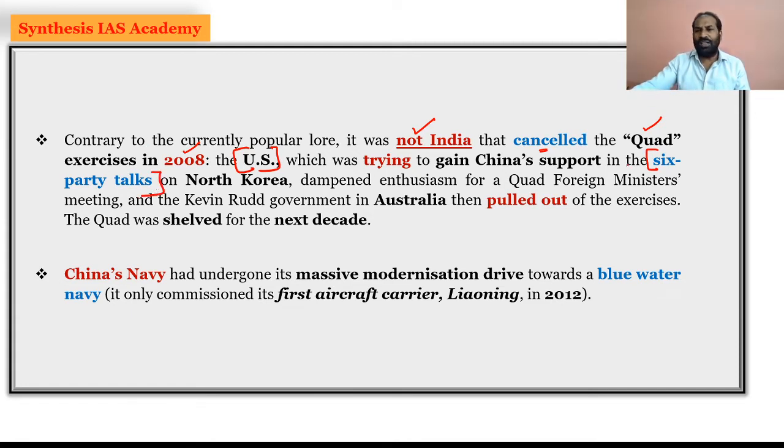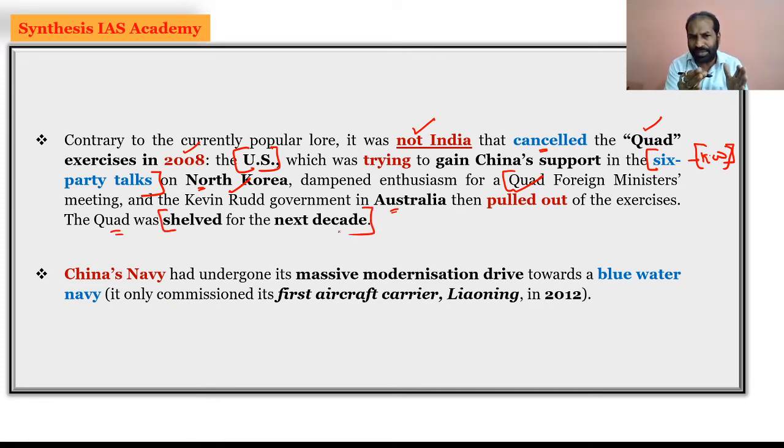So the US, in regards to the 6-party talks, wanted to have six nations together to talk with North Korea, so that there could be a solution between the US and North Korea. In that scenario, the US was trying to gain Chinese support for discussions with North Korea. But the situation was dampened because of the enthusiasm of the Quad foreign ministers meeting, and also the Kevin Rudd government, then the Australian Prime Minister, pulled out of the exercise. Thereby the Quad was shelved for the next decade.